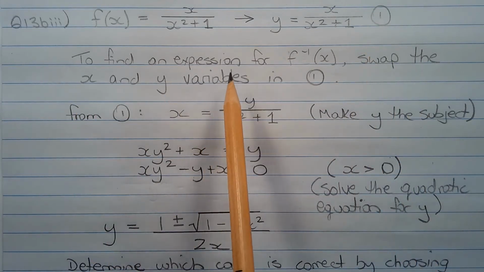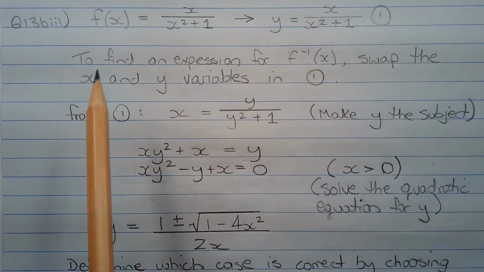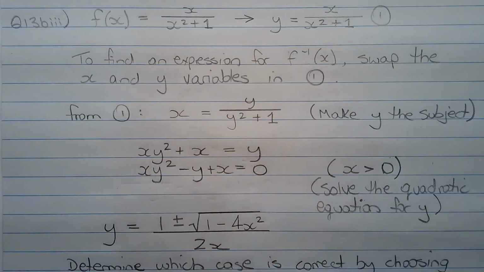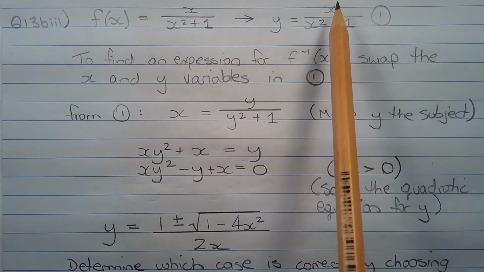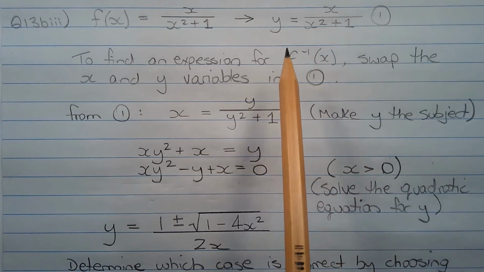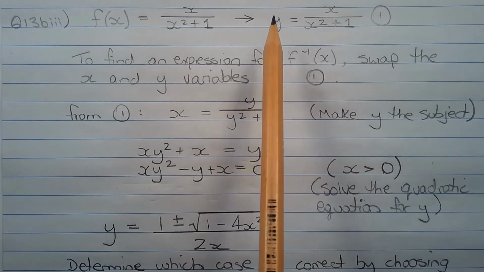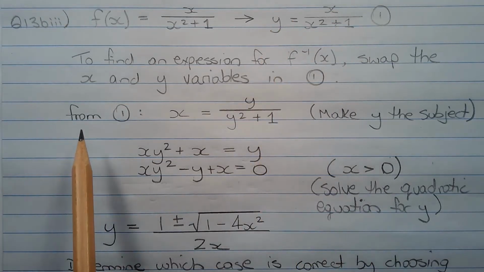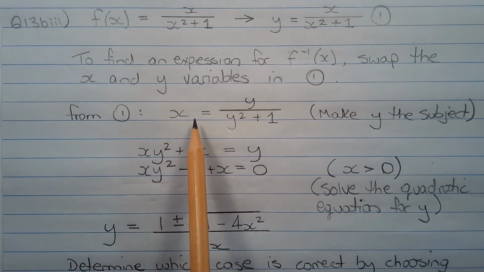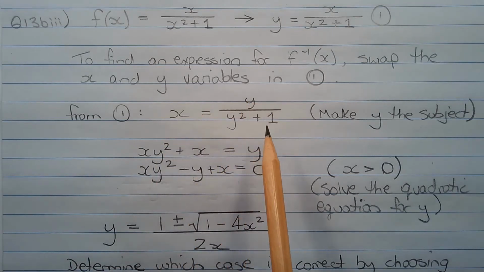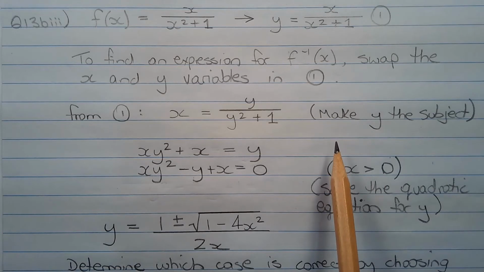To find an expression for inverse f of x, we're going to swap the x and y variables in equation number 1. So where we see the variable x, we're going to replace it with the variable y, and where we see the variable y, we're going to replace it with the variable x. So from equation number 1, we have x equals y over y squared plus 1. And the next step is to make y the subject.